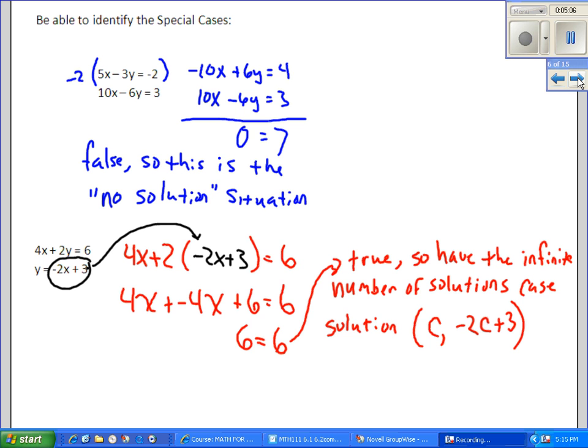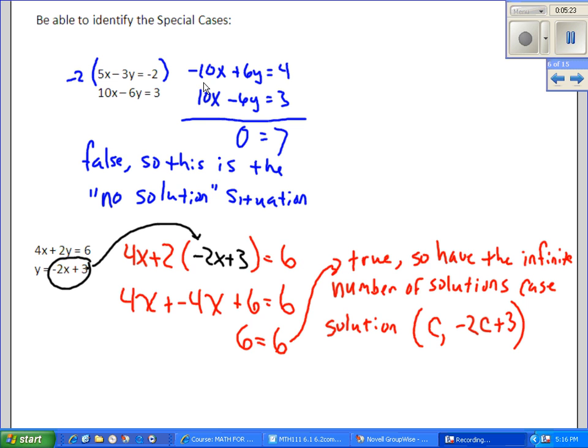Now, when you're solving algebraically to identify the special cases, what you're going to see is one of two situations. In this particular system, we are multiplying the first equation by -2. Again, that's pure coincidence, by the way. We don't always multiply the first equation by -2.